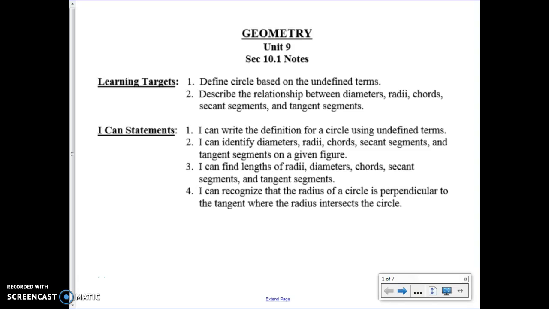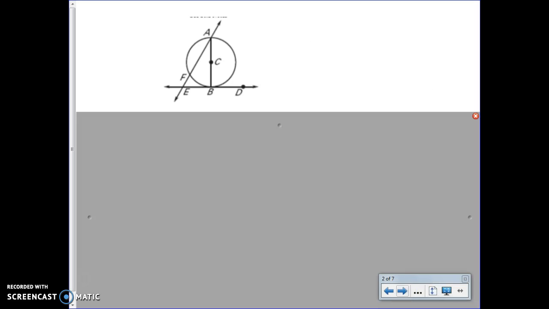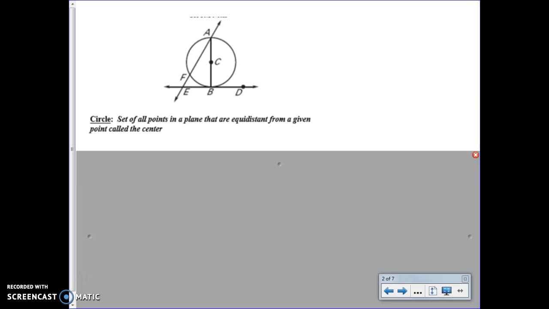Hey guys, this next chapter we're doing is all about circles. So we're going to first talk about some different segments and pieces and parts of the circle. So the first one we're going to discuss is just what a circle is. It's the set of all points in a plane that are equidistant from a given point called the center.